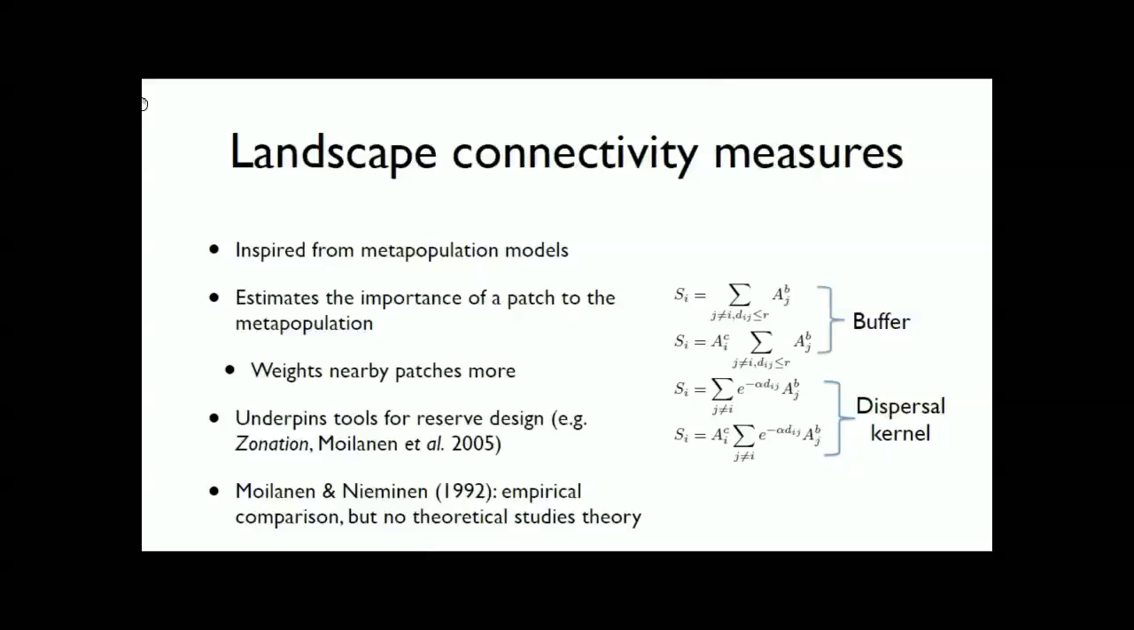But although these are used in various tools for reserve design, for designing which habitat to conserve, in fact, we don't really have any underlying theory that explains why this would be a good way of measuring the value of individual patches, or indeed whether this is the best way of measuring the value of individual patches. So Moilanen and co-workers 20 years ago or so did do an empirical study, but there really hasn't been any theory to discuss whether these are good measures of the value of patches.